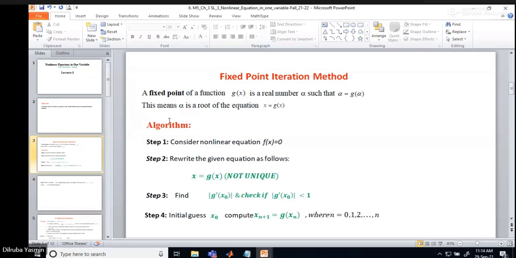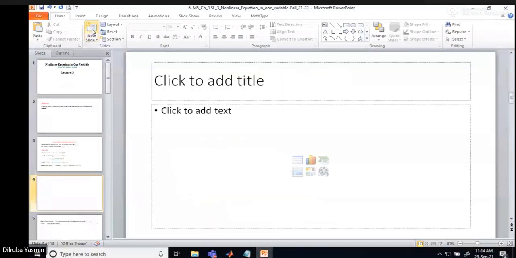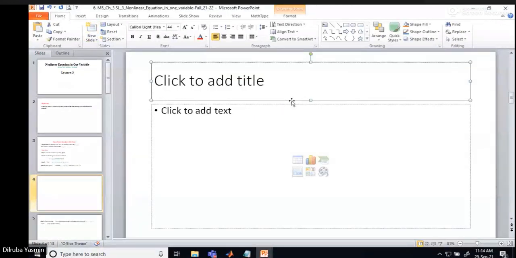What is the fixed point iteration method? At first you have to know how we find a real root, that means a root of a function. What is the process? Let me show you. I need to open a new page. Just give me a couple of seconds.